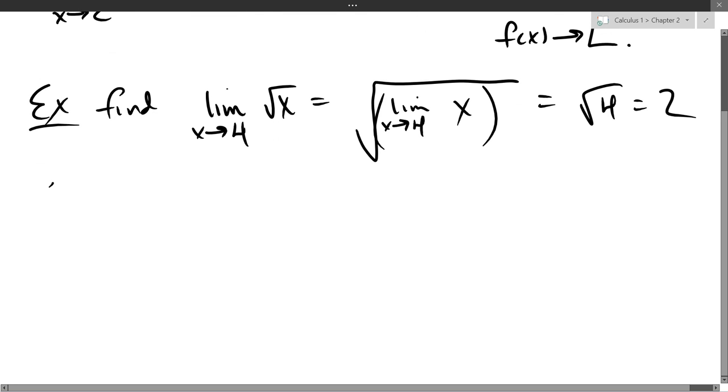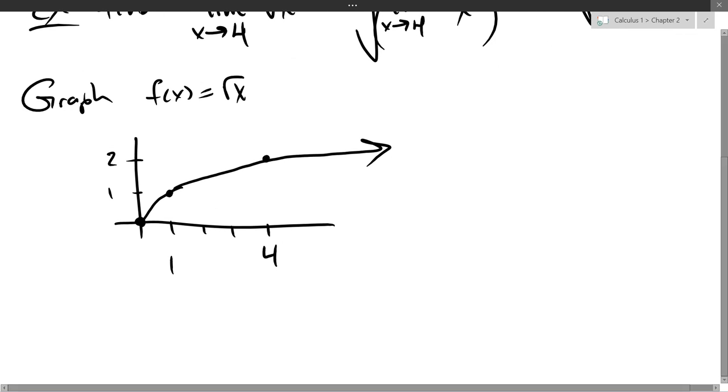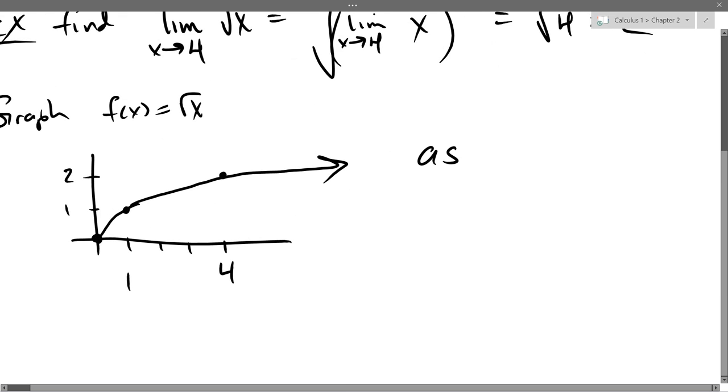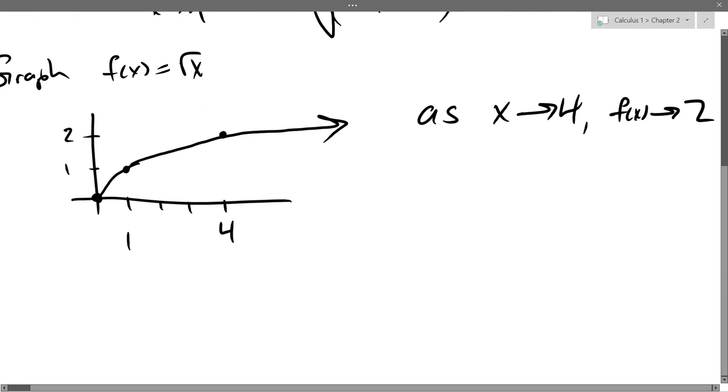All right, easy limit. So we're going to graph f of x equals square root x. We're really curious about 4, so let's make our graph include the x value 4. We just wrote down the limit is 2, so you can write as x approaches 4, f of x approaches 2. Now we're going to look at how close to 2 you want to be, and then how close to 4 you have to be to get there.